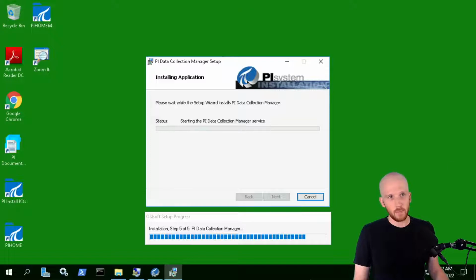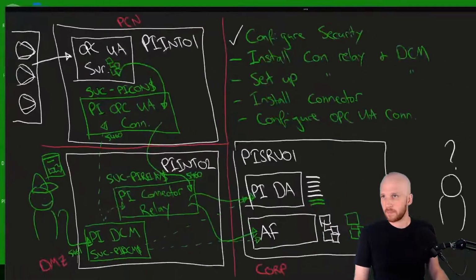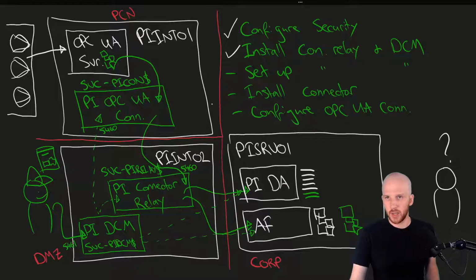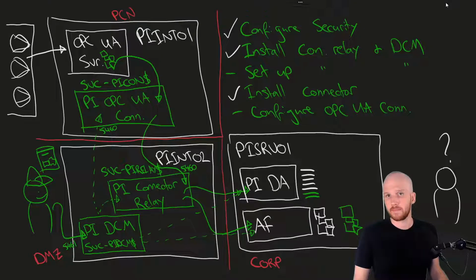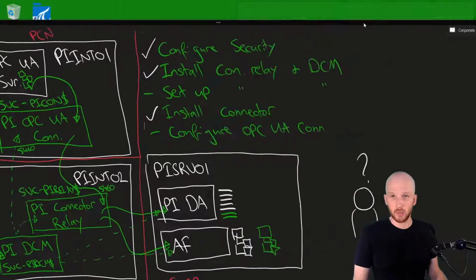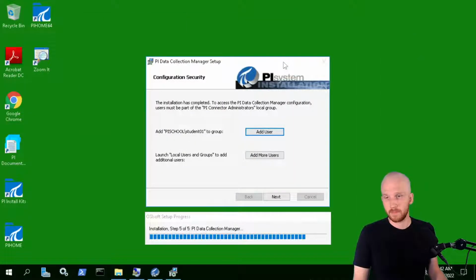Looks like the installs are finishing up. So where are we now? We have installed our connector relay and DCM, and we've also skipped a step and installed our connector as well, just because we could do both at the same time. Next is setup. So we're going to set up the connector relay and the DCM first, after we add our users to appropriate groups.